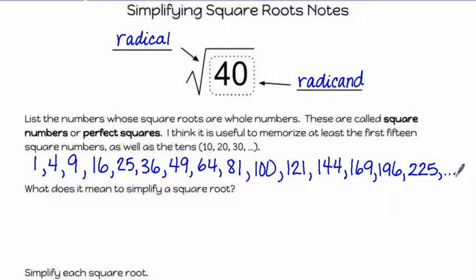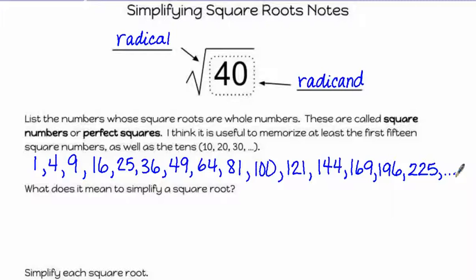But the list does go on, 16 times 16, 17 times 17, and so forth. This list is not complete. It just keeps going. But they all have this lovely thing in common: when I take their square root, I get a whole number. The square root of 4 is 2. The square root of 9 is 3. The square root of 16 is 4. And those become very useful when we're trying to simplify a square root.